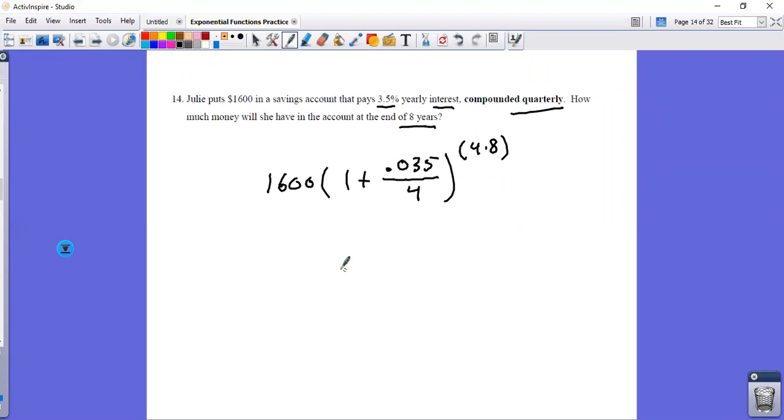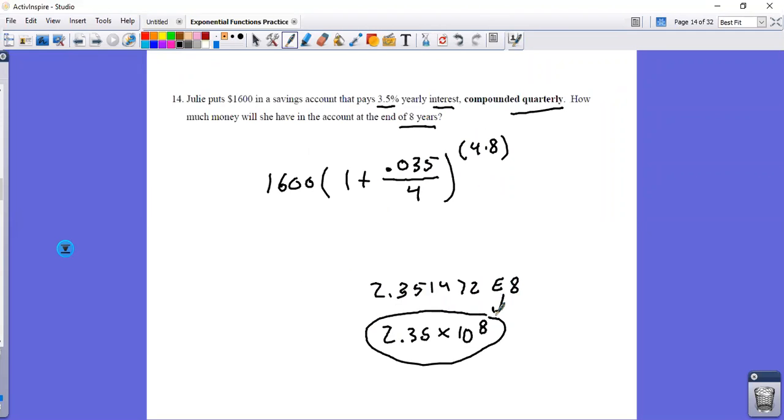If you're getting scientific notation, if you get something like 2.351472, and then you see at the end it says E8, that's scientific notation, which you would just read as 2.35 times 10 to the 8th, because sometimes the numbers get big. So if you see an E in your calculator, that means it's being multiplied times 10 to the 8th, which would be 100 million times that number. That's just too big for your calculator to handle, so it converts it.